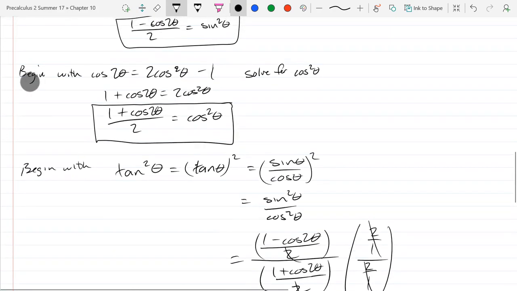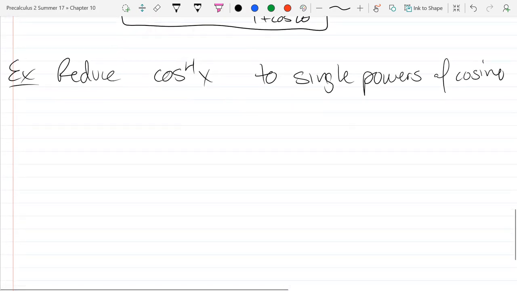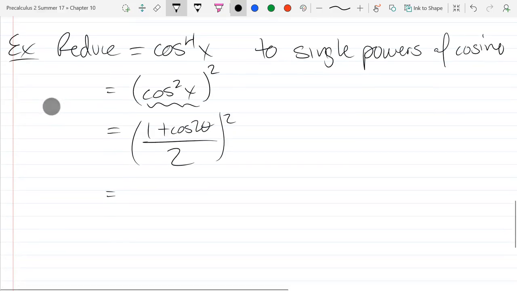Well, I can reduce cos squared if I only had cos squared. Well, I'll just write cos squared squared, and we'll do a trick that we did in a previous section. There's really 4 cosines, cos times cos times cos times cos. So you could group it in cos times cos, and then square that. Now inside here is where I'm going to use that identity written above. And now we're going to distribute the power to the numerator and denominator. When I do, I need to be careful. I'm squaring the entire numerator, not just the cos 2 theta.